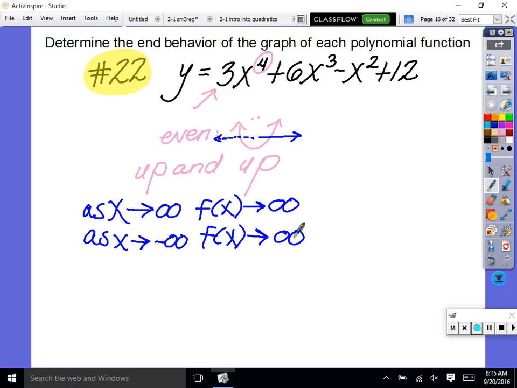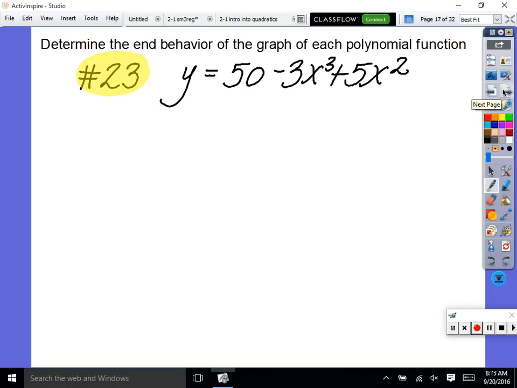We all seeing it? We're all feeling good? Okay, write down that answer. And we'll do another one. So once again, this is not a quadratic, but the end behavior works like a quadratic because a quadratic is an even function. So let's do 23.